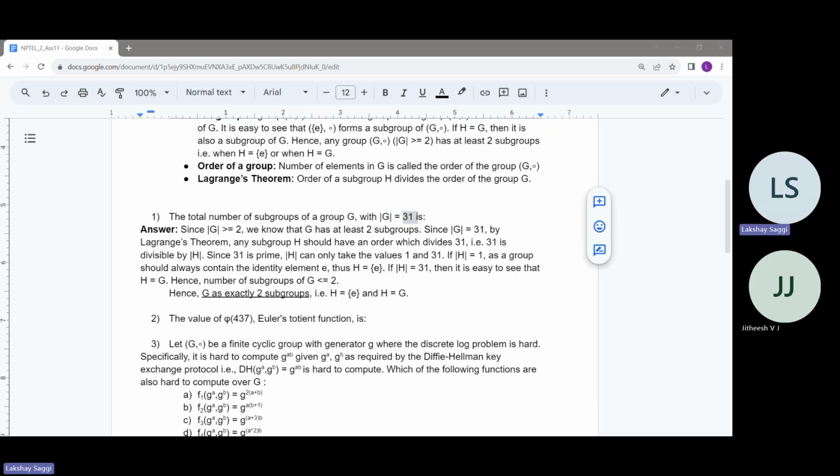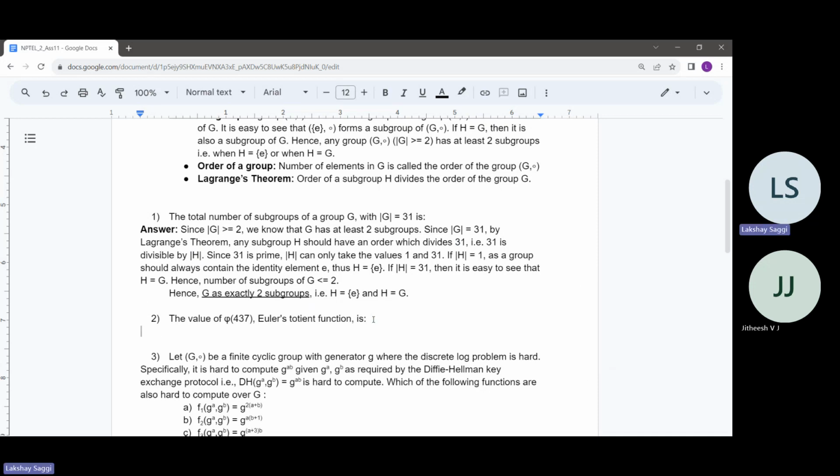Maybe you can go through this while I start discussing the second question. And if you have some doubts in the first question, you can ask me in chat. I can explain it to you again. I don't have any issues with that. Till then, maybe I can start with the second question. So if you have any doubts, please type in chat.